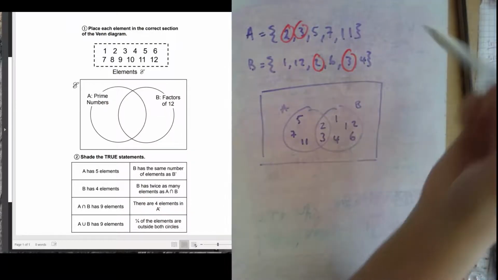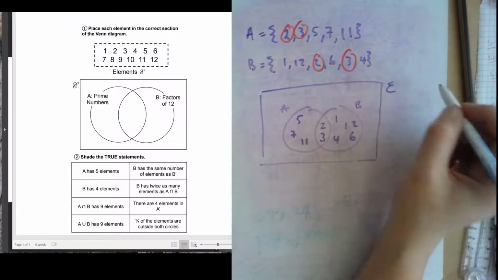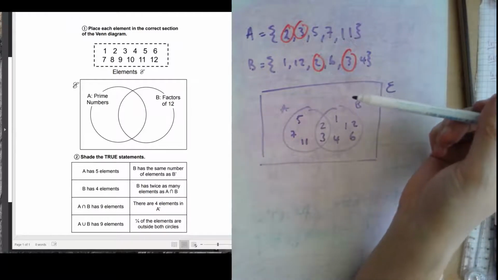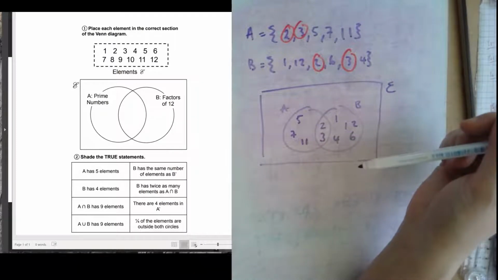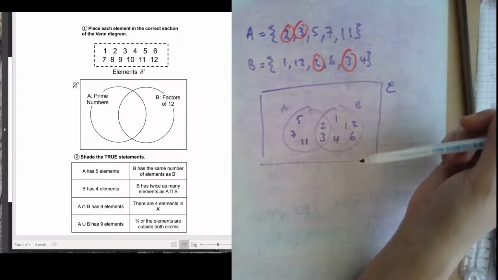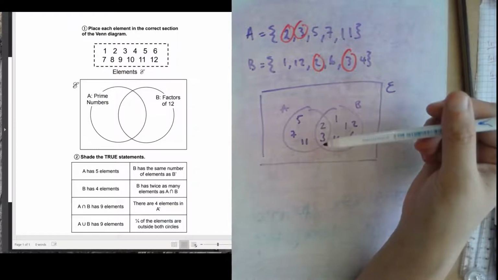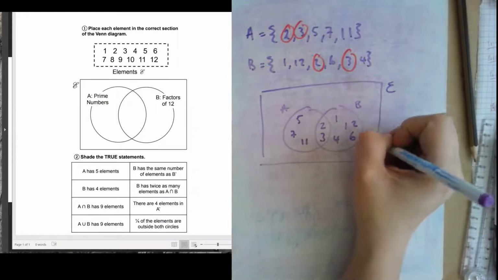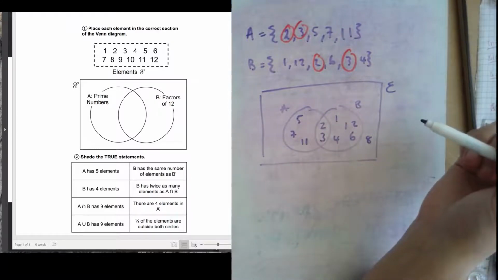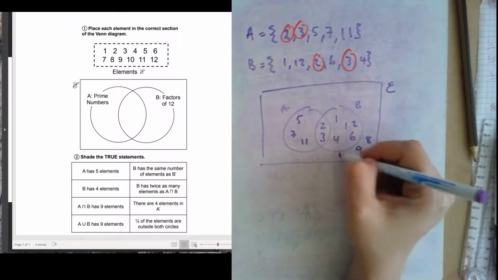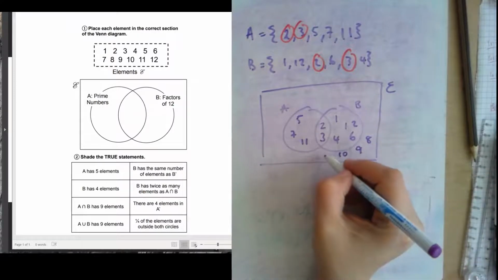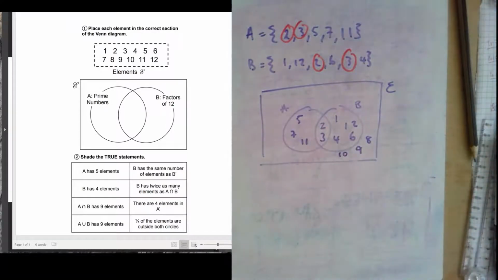Okay. But because I have the universal set, I just need to make sure I get the rest. So I've got 1, 2, 3, 4, 5, 6, 7, 8. 8's not there, so 8 is there. 9, 10. 11's in there, and 12 is in there. Okay, so this is what I should see.